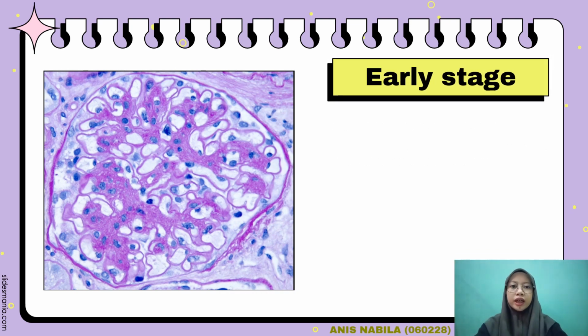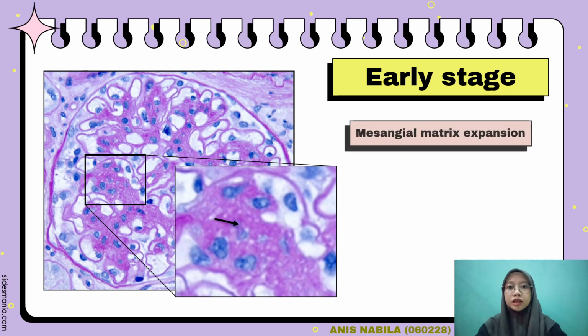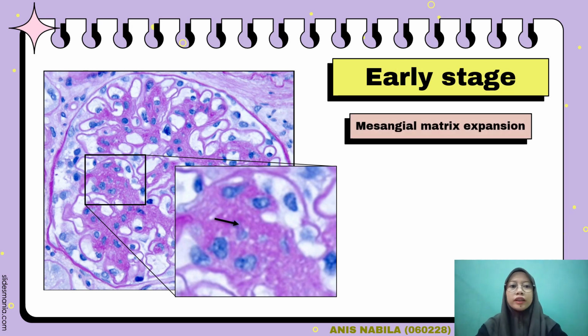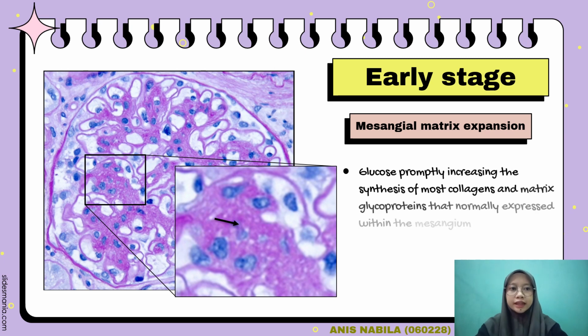Besides that, we can also observe mesangial matrix expansion at the early stage of diabetic nephropathy. Glucose promptly increases the synthesis of collagen and matrix glycoproteins that are normally expressed within the mesangium.